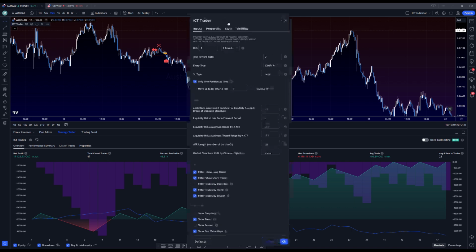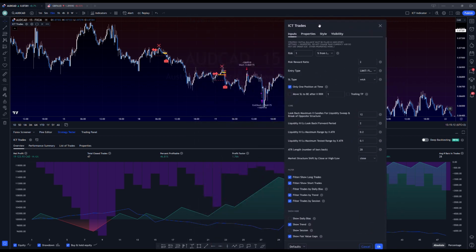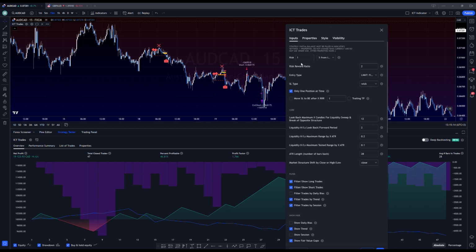So how does this strategy work? The first setting is risk. How much do you want to risk per trade? The first option is 1% from initial balance. Second option is 1% from equity, and the third option is one of default currency. So here default currency is CAD.